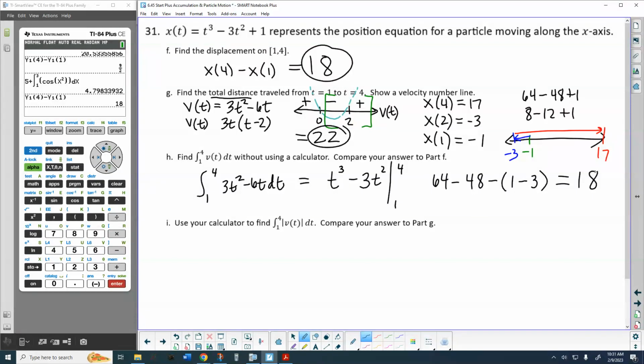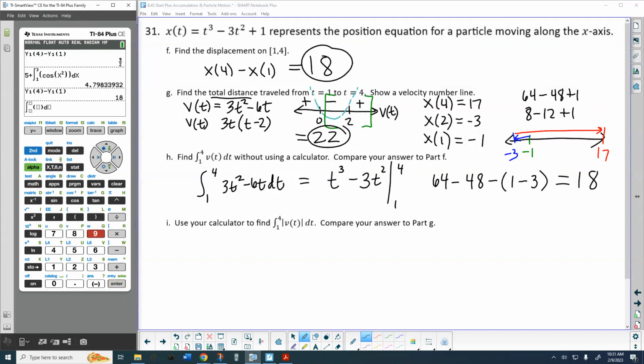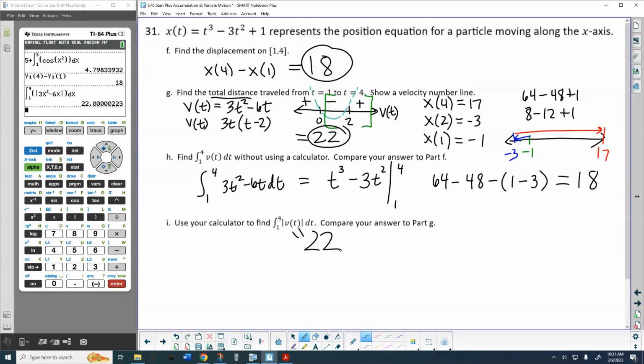Okay, now let's do the absolute value one, and let's use our calculator. The integral from 1 to 4 of the absolute value of the velocity, 3x squared minus 6x, dx, is 22. So if you want to find the total distance traveled, instead of doing all this work with figuring out where it turned around, does it make sense that the absolute value would take care of that? Because it took care of that we went backwards, and it just did the positive of that because of the absolute value. So it just treated it as finding the total distance traveled.